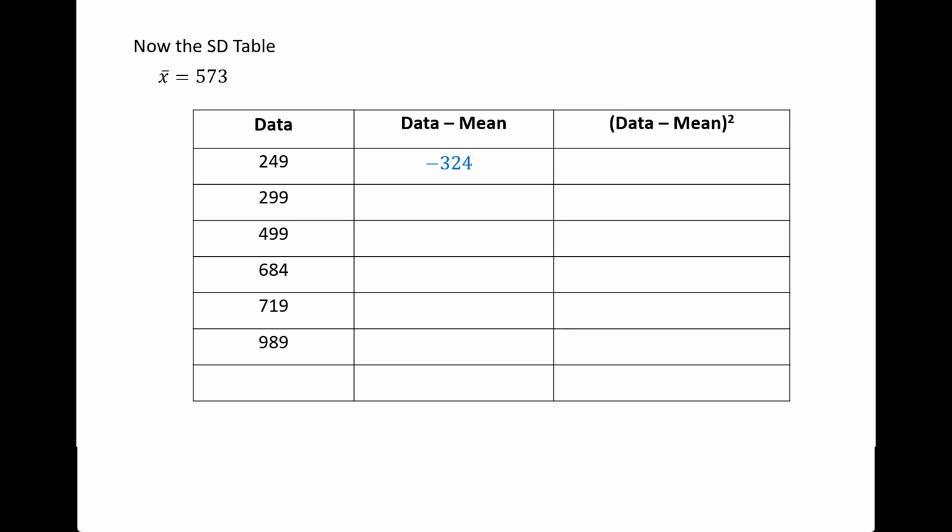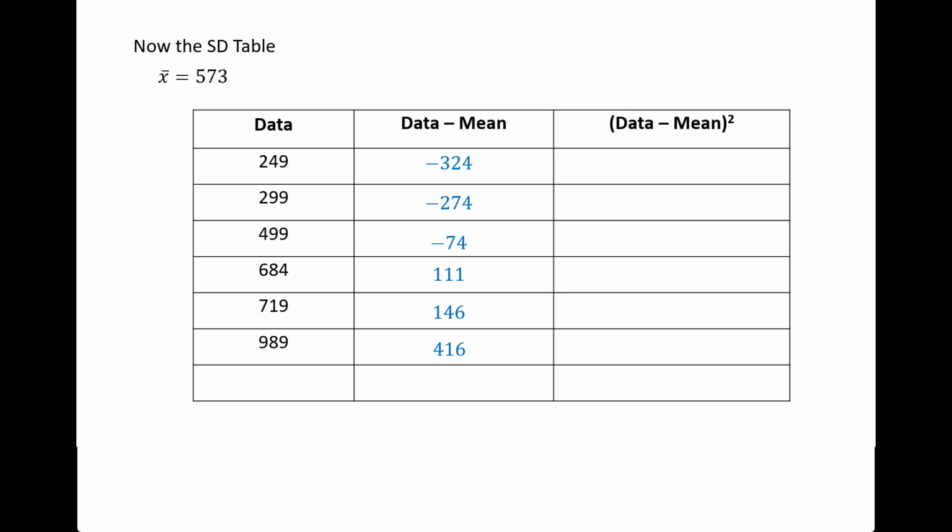299 minus 573. The difference is negative 274. 499 minus 573. The difference is negative 74. 684 minus 573. The difference is 111. 719 minus 573. Use your calculator. Do this along with me. The difference is 146. And finally, 989 minus 573. That difference is 416.